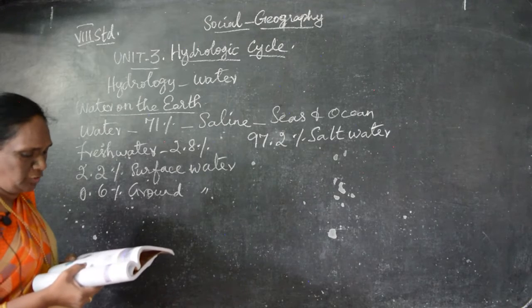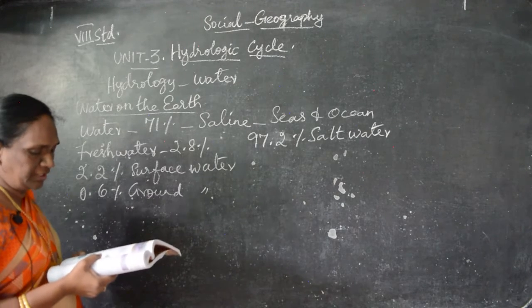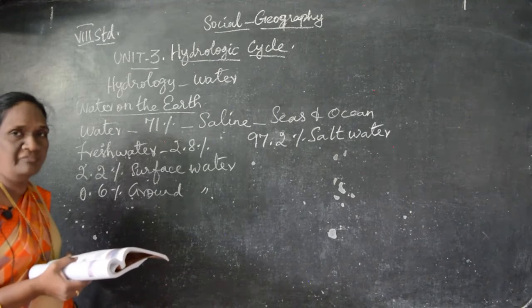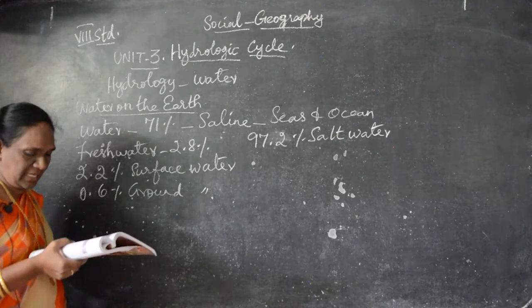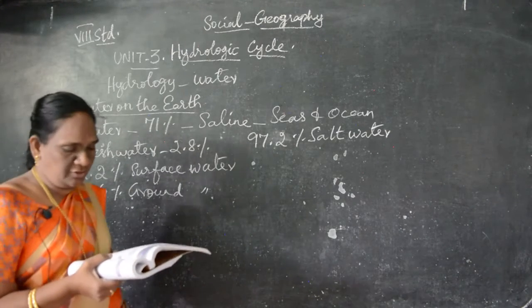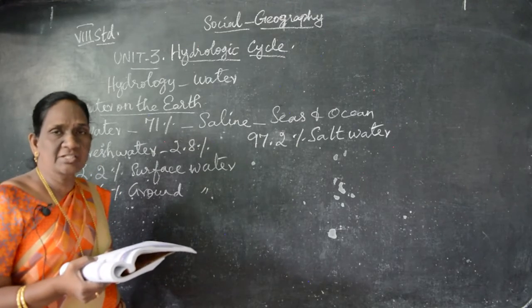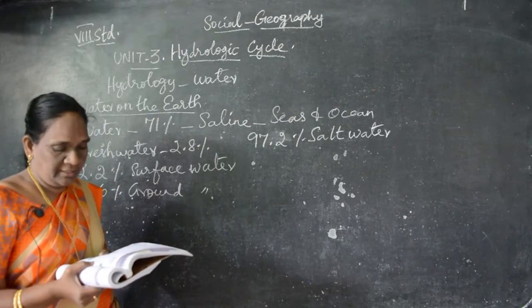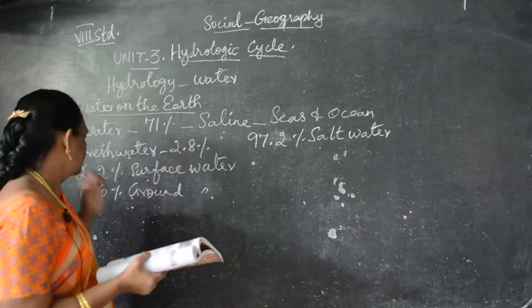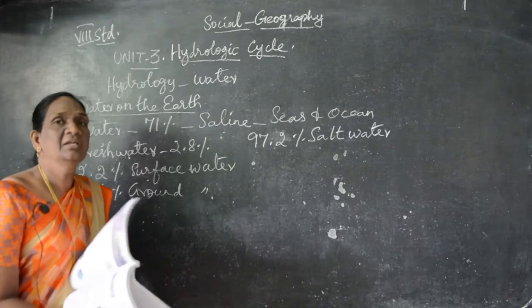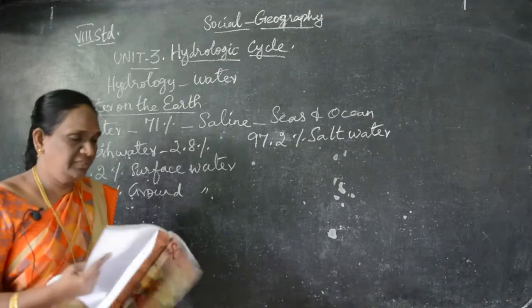Okay, from this 2.2% of surface water, 2.15% is available in the form of glacier and ice caps, and 0.01% in lakes and streams, and the remaining 0.04% is in other forms. So these are all the forms of water, understand, which we have on the surface of the earth.